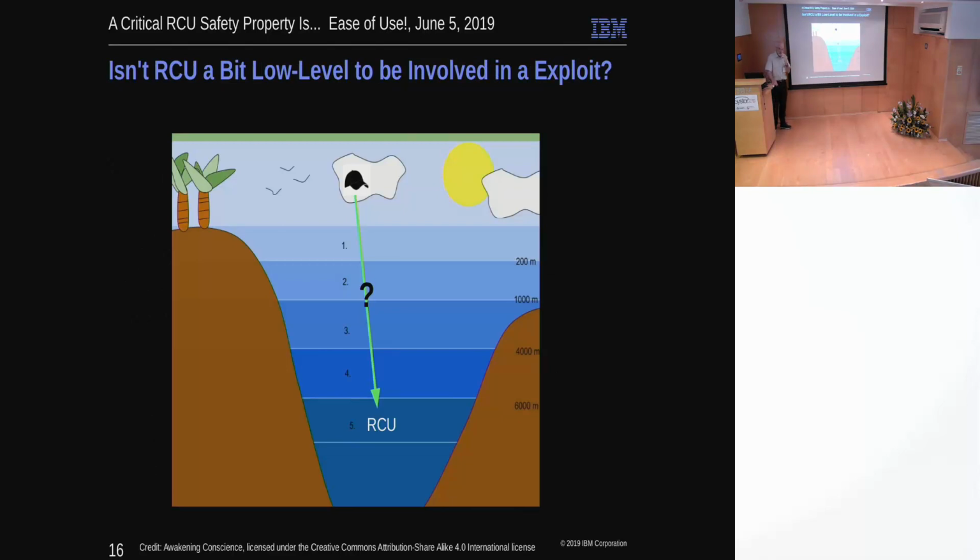Now, one question is, why the heck would RCU be involved in a security exploit? I mean, it's really low level, way down at the bottom of the kernel, and there's all sorts of other attractive things to exploit way above it, so what the heck? And I actually would have agreed with this viewpoint some years ago. But then this thing called Rowhammer showed up.